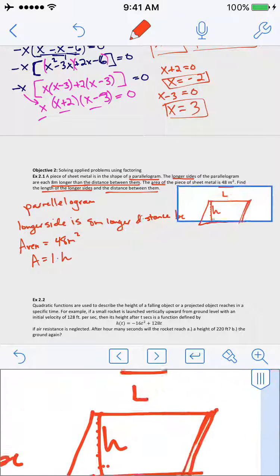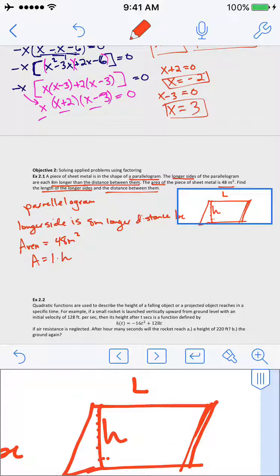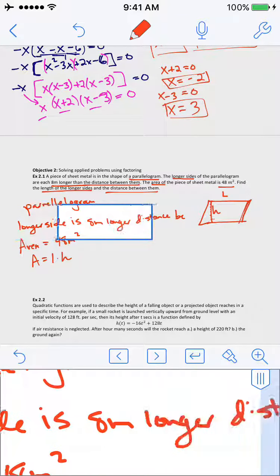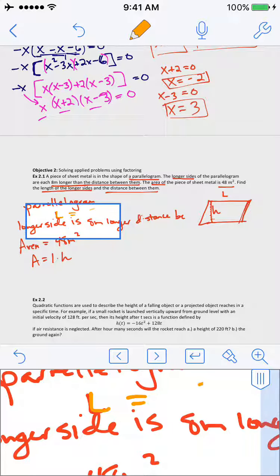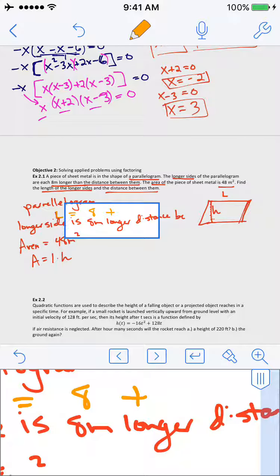That's cool. I know a few things about the length and the height. I know that the length is 8 meters longer than the height, right? The length is 8 meters plus the height. So the height plus 8 meters is going to be the length. Okay, that's cool. So what if instead of calling it h, I called the height x? Because, why not, right? So let's call this x. So h is equal to x, and the length is going to be 8 plus x.